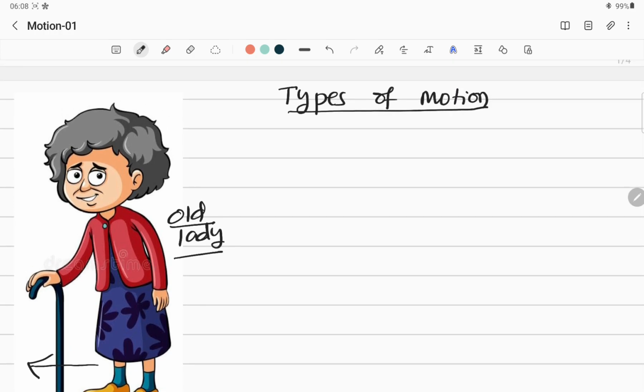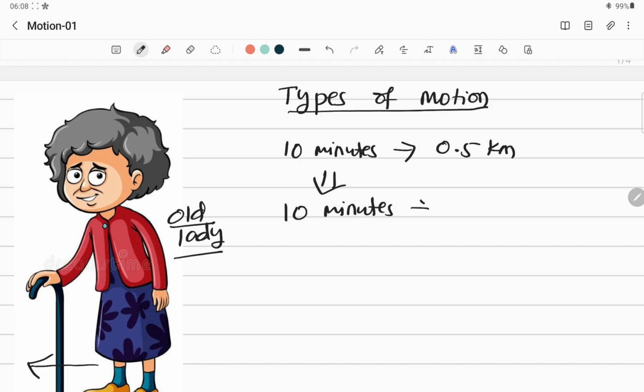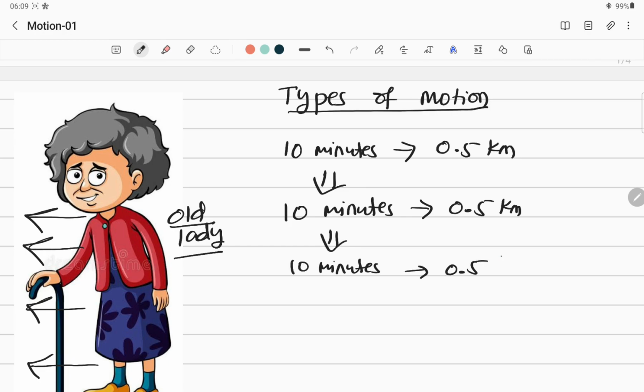For example, if you allowed her to walk for 10 minutes, in the starting 10 minutes, maybe she went, let us take, 0.5 kilometer. In the next 10 minutes, again she traveled 0.5 kilometer only, because her speed is the same. She walks at the same pace. She is not in a hurry, she is neither too slow nor too fast. In the next 10 minutes again she must have traveled 0.5 kilometer. I am just giving an example.